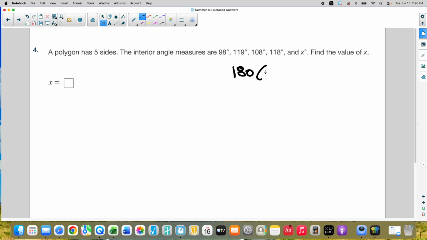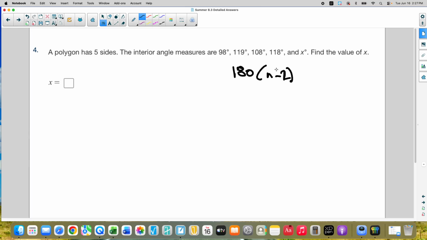180 times n minus... n minus 1, right? No, not n minus 1. Well, no, n being the sides. I'm just trying to think of it logically. Well, if it's 3, so n minus 2? Yeah, n minus 2. Because if it's a 3-sided figure, 3 minus 2 is 1, and that would be it. So 4-sided would be 360, and 4 minus 2.